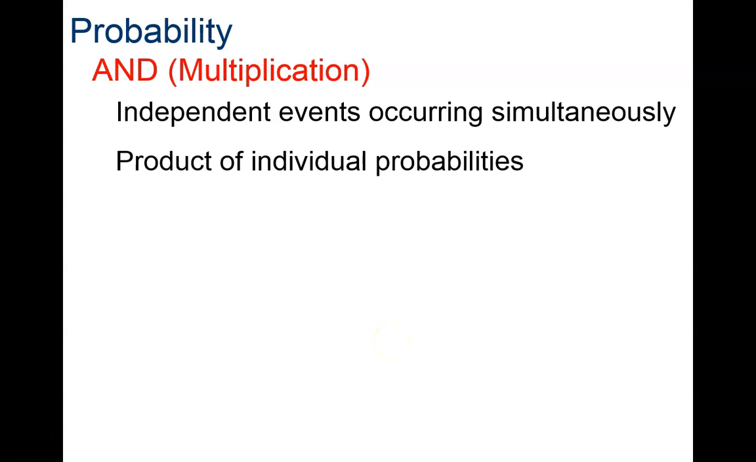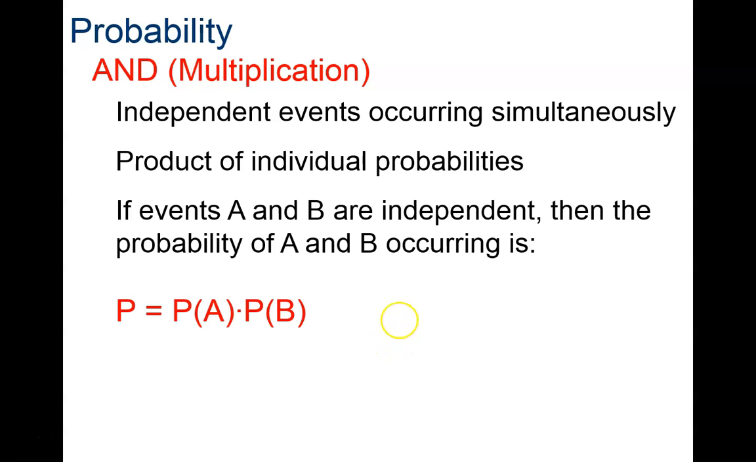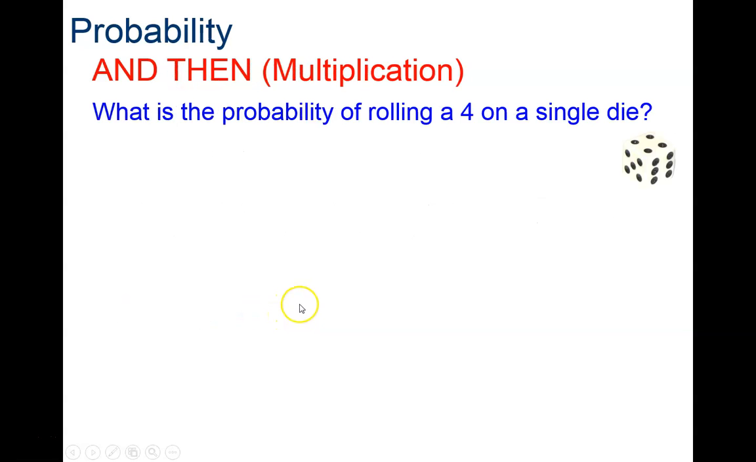Probability and, okay, which is multiplication. So these are independent events occurring simultaneously, and what you get is just the product of the individual probabilities. If the events A and B are independent, which means one doesn't influence the result of the other, then the probability of both A and B occurring is just the probability of A occurring times the probability of B occurring as well. Okay.